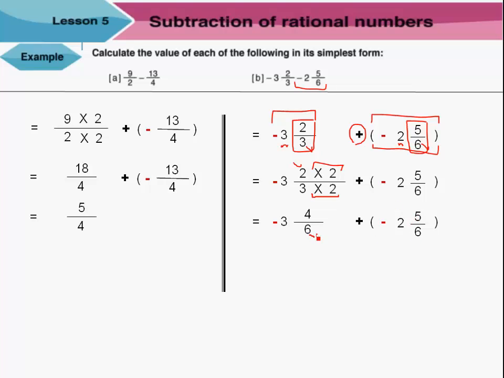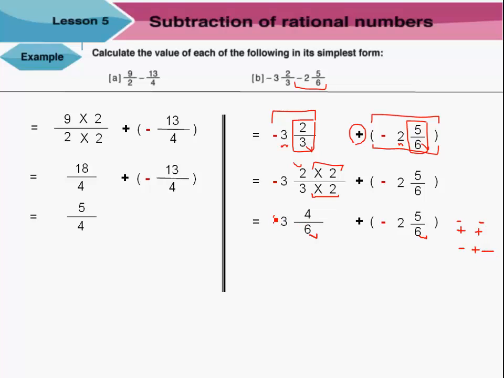We have the same denominators now. So first we have two rational numbers with the same sign. I told you if you have minus minus or plus plus, in this case we have to add the numbers. If you have different signs, we have to subtract the numbers.